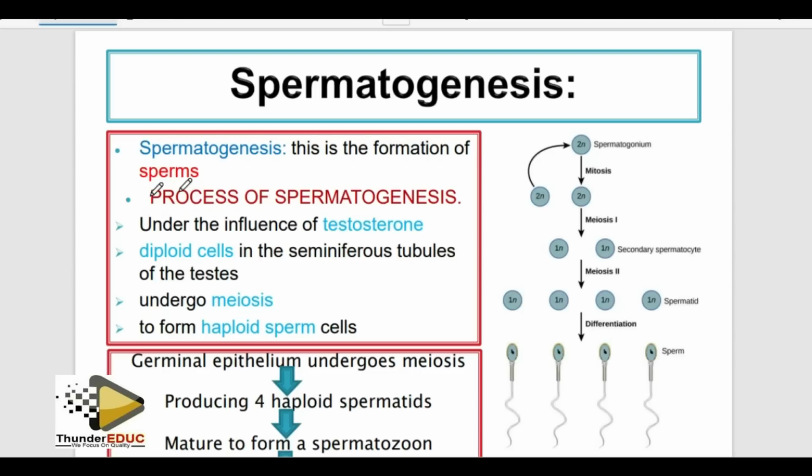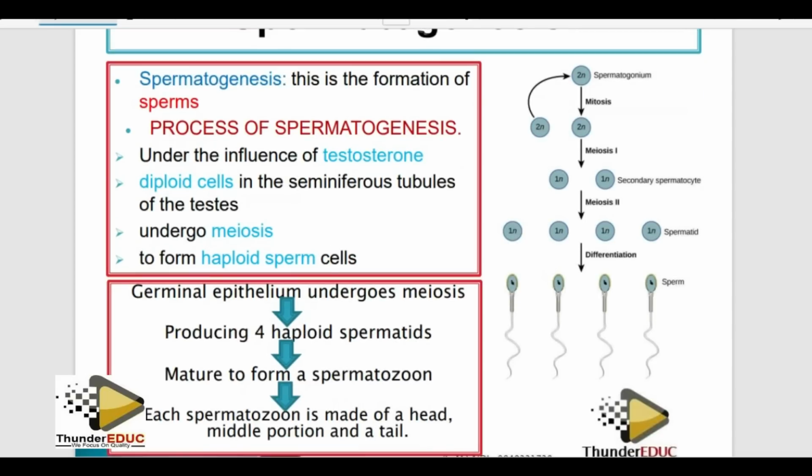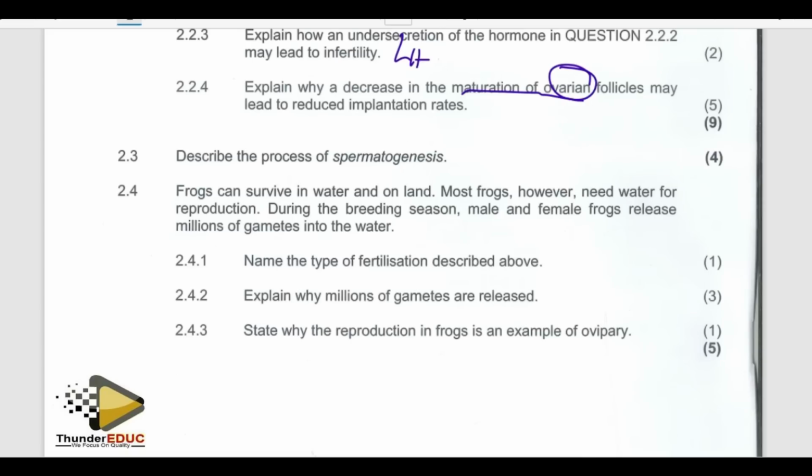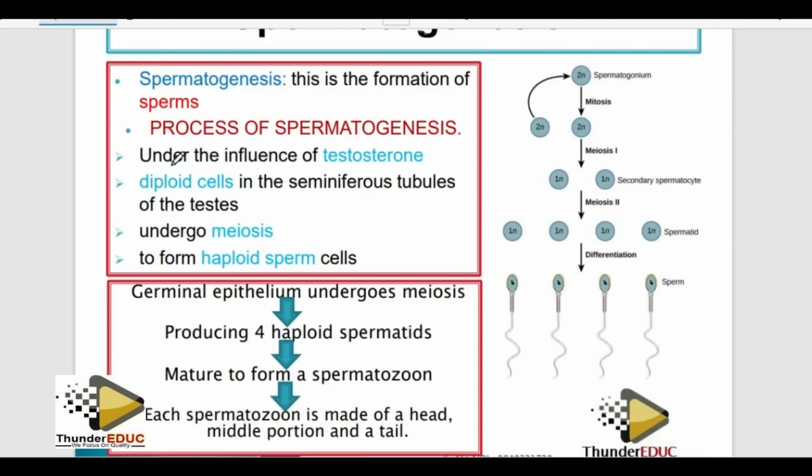Spermatogenesis is the formation of the sperms. Process. Check what they are looking for. How many marks? 4 marks. Under the influence of testosterone, 1 mark. The diploid cell, another mark, in the seminiferous tube will undergo mitosis to form 4 haploid sperm cells. Simple. 4 marks are waiting for you.